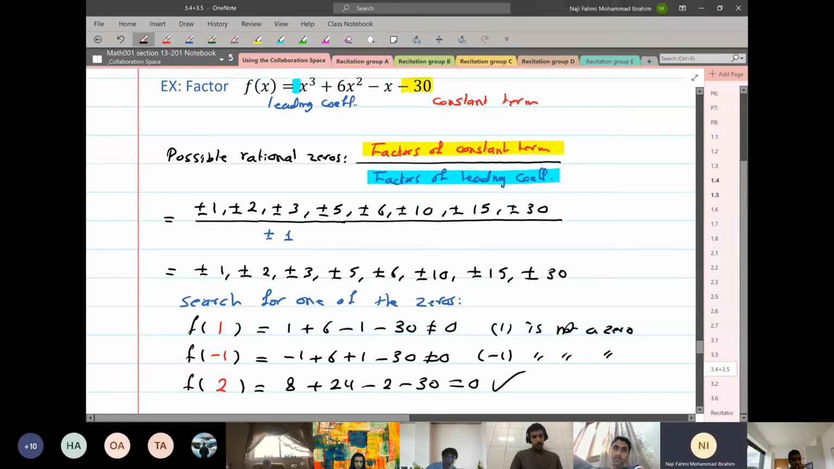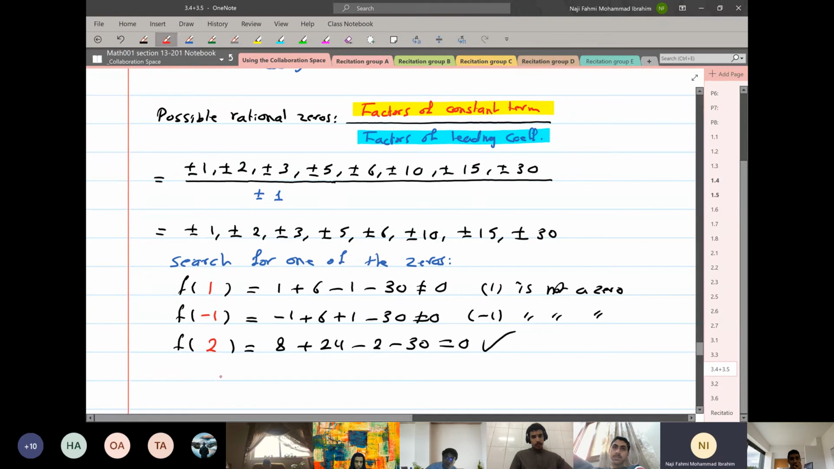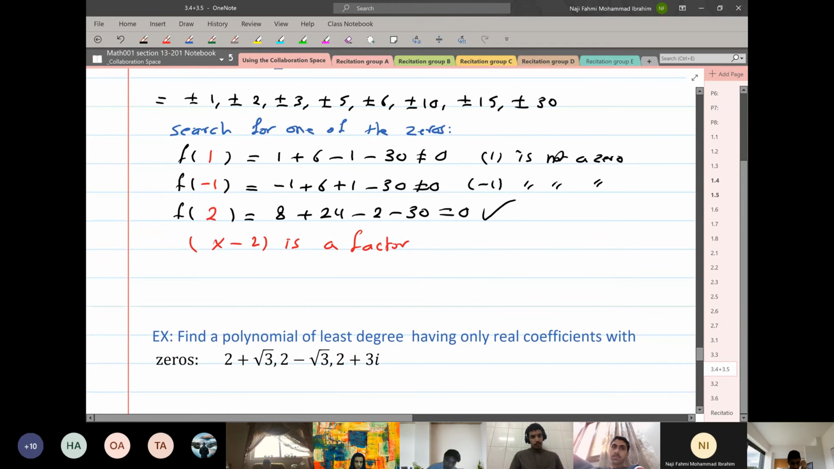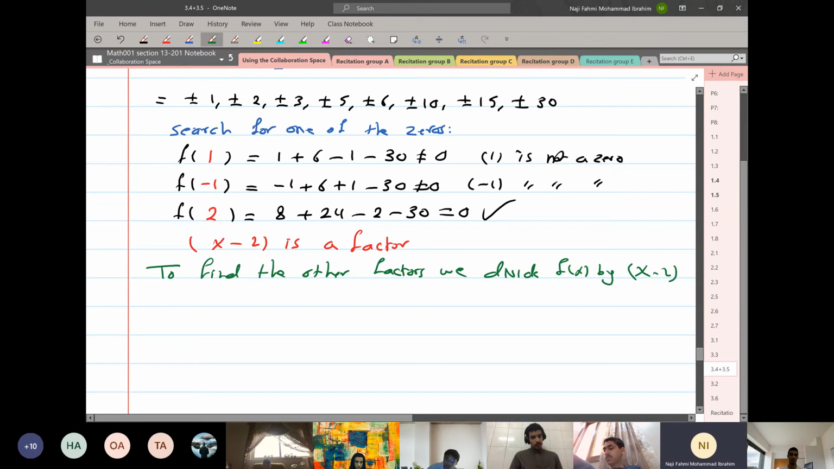Yes. So we'll say what now? Is x minus 2 a factor or not? Yes, it is a factor. So how can I find the other factors? Division. We have to divide f of x by x minus 2.